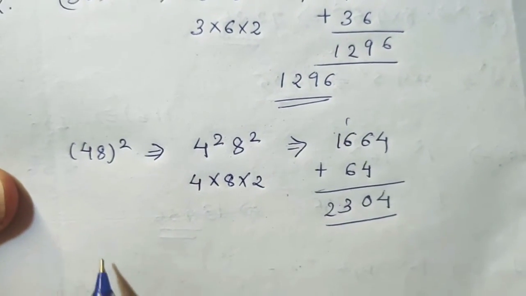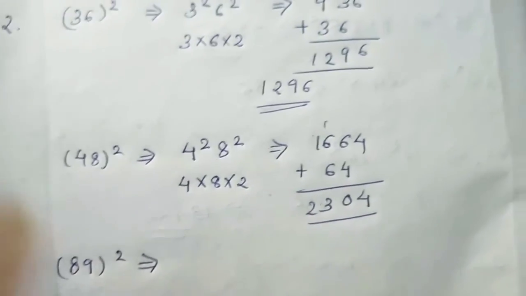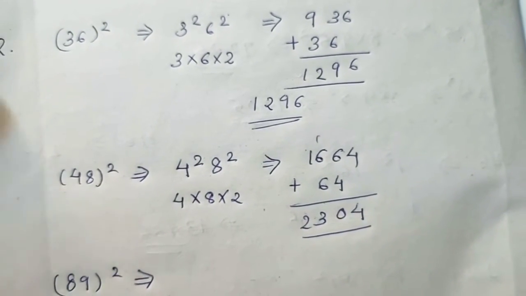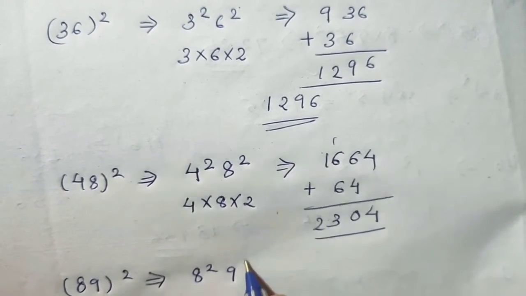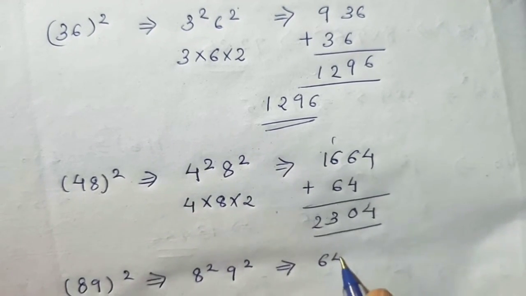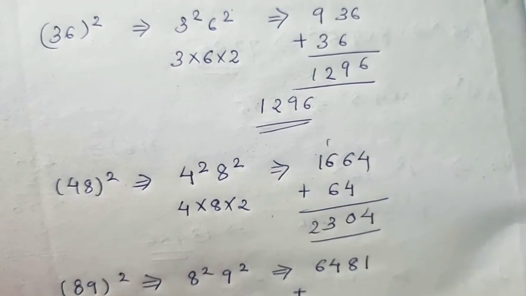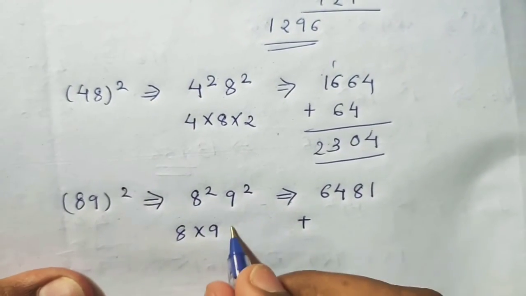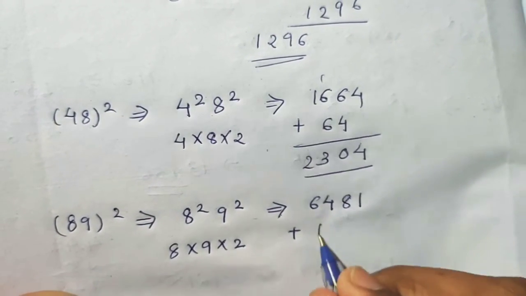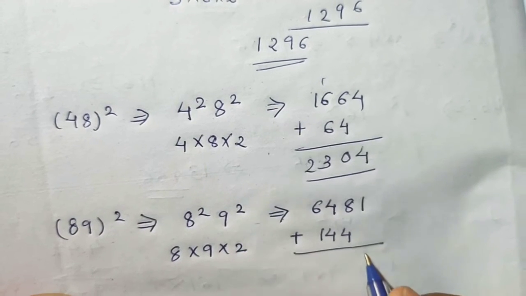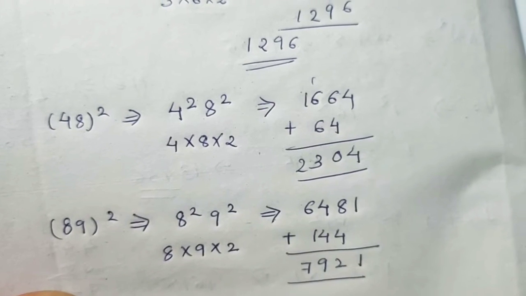Now if we take another example, that is 89 square. For that, as we have done here, we have to do the same process. That is 8 square, 9 square. 8 square is 64, then 9 square is 81. Then we have to do the addition. That is 8 into 9 into 2. Okay. Its multiplication is 144. So 1, 2, 9, 7. So this would be the answer.